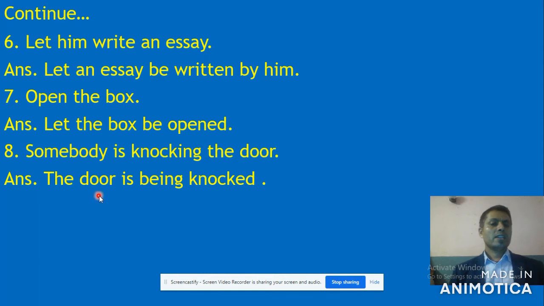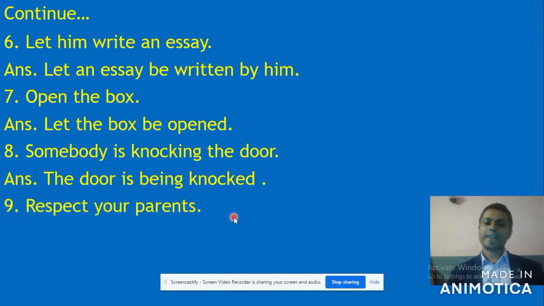Okay, the door is being knocked. We don't write by somebody, because someone, somebody, everyone, everybody, no one, nobody, or even people, if they come, is our subject. We don't use by plus agent. Never forget it. Okay, now my dear student, let's look at number 9.